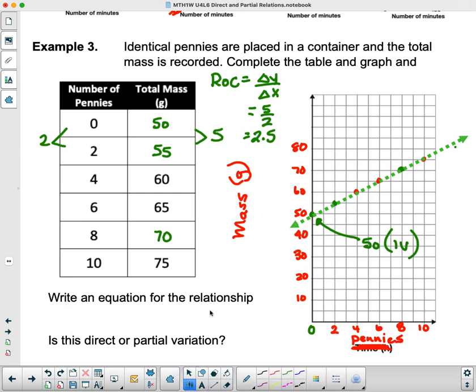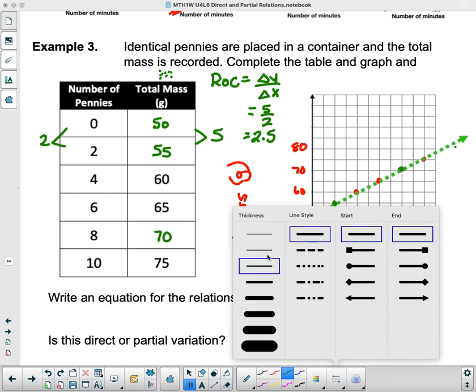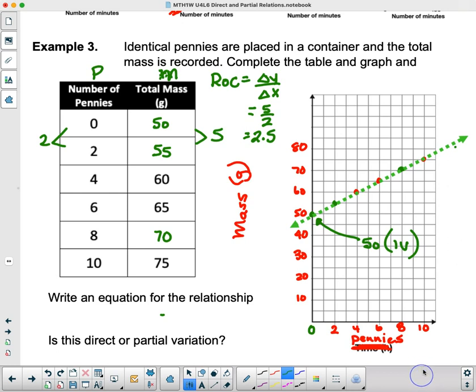Now, write an equation for the relationship. So what have we got here? This is mass. Let's make that a solid line again. So this is mass, and this is number of pennies, so we'll call it P. So mass will equal, start with 50 plus 2.5 pennies.